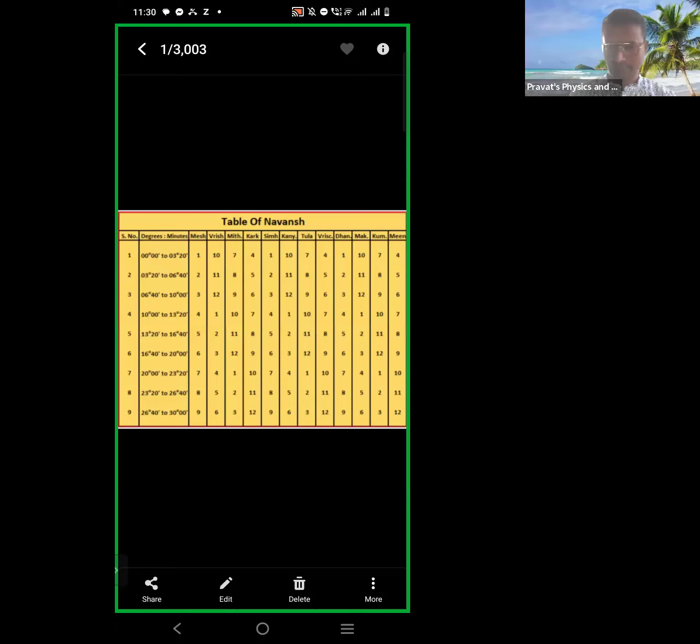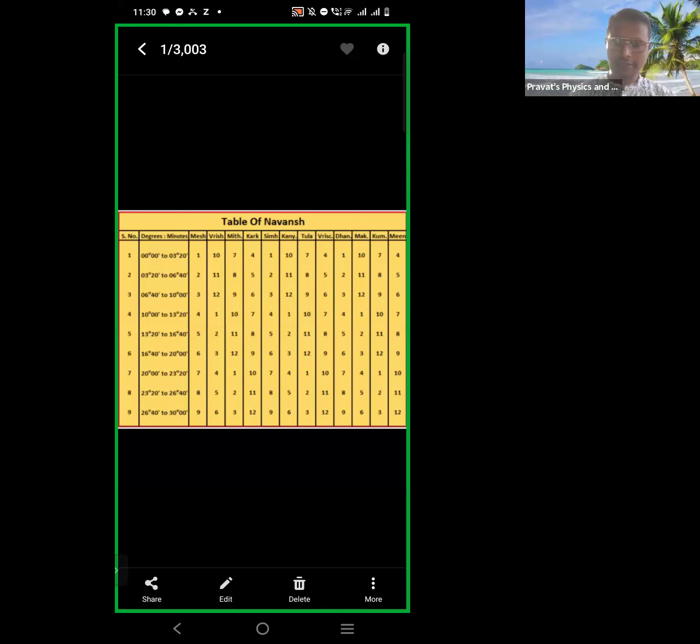So now see, to cut short, I can say if I am going to divide a particular 30-degree division of a sign into 9 equal parts, as I have divided the zodiac into 12 parts, and I have already told 0 to 30, 30 to 60. In this manner, I can also divide the 9 parts like this. 0 to 3 degree 20 minute, and that is also written in the table I have shared. I will tell you how to use the table. Then I will tell you how to actually study the D9 chart.